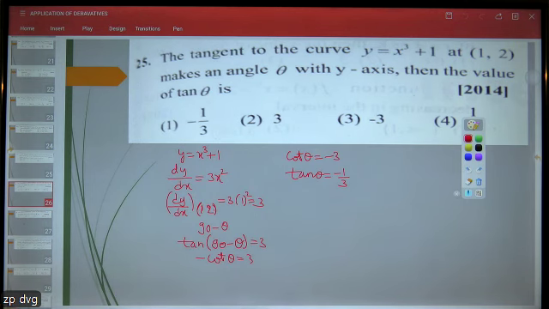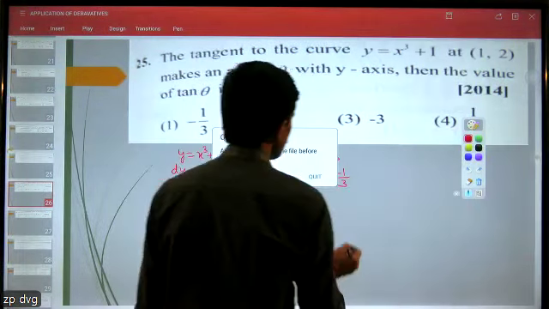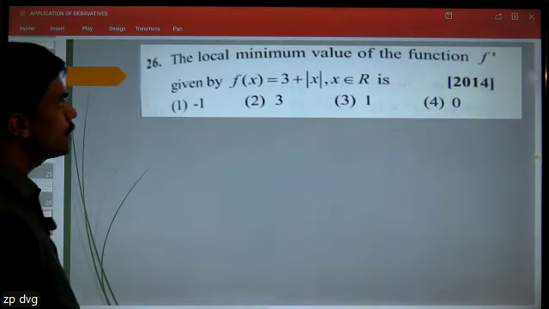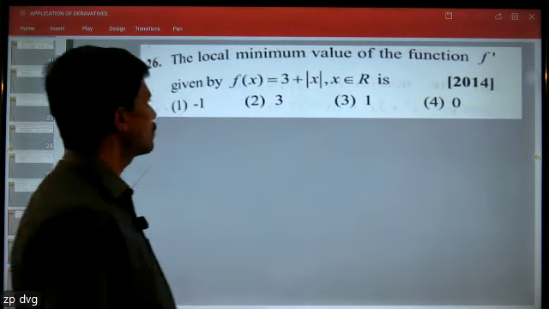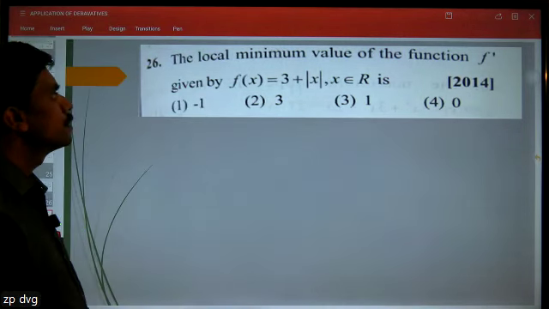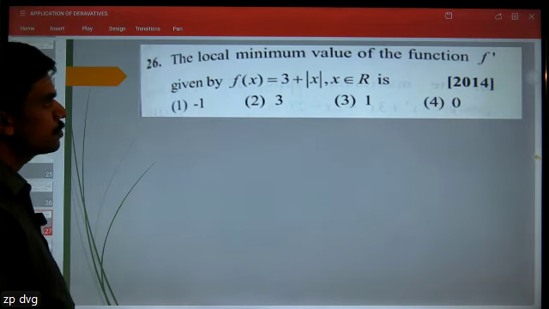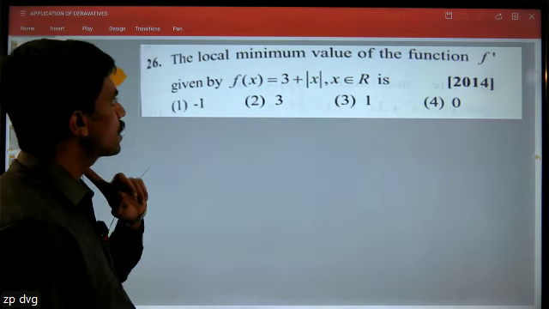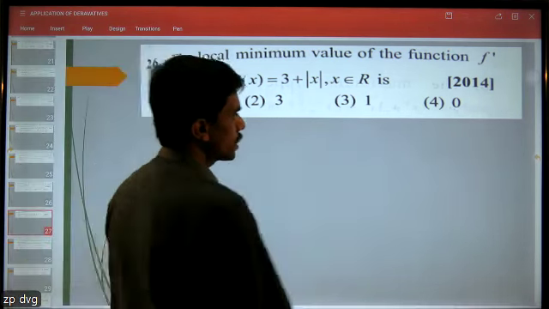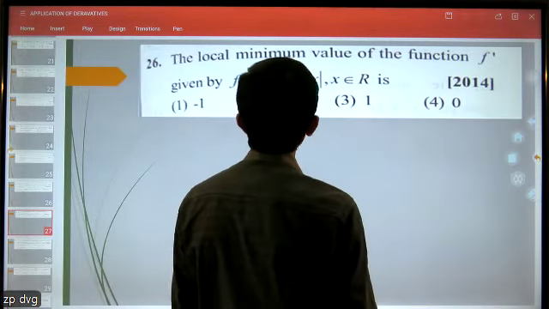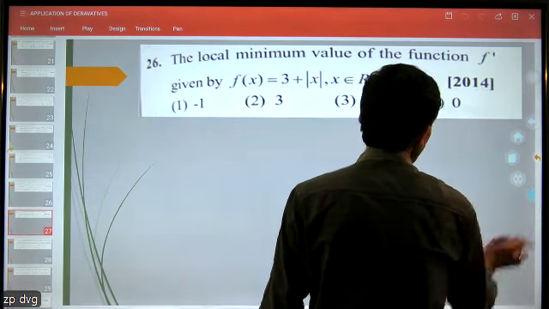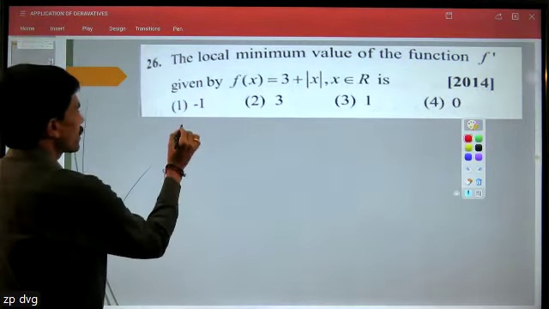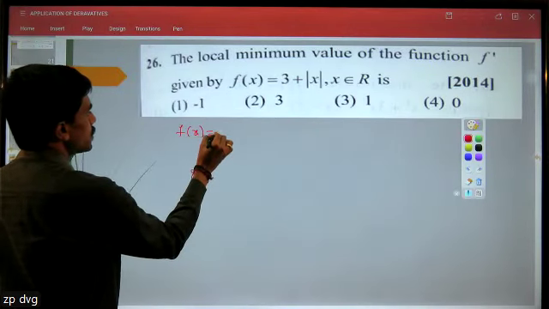Question number 26. The local minimum value of the function f given by f of x equal to 3 plus mod x, where x belongs to R is. Option 1 minus 1, option 2 3, option 3 1, option 4 0. So here they ask the local minimum value of the given function f of x equal to 3 plus mod x.